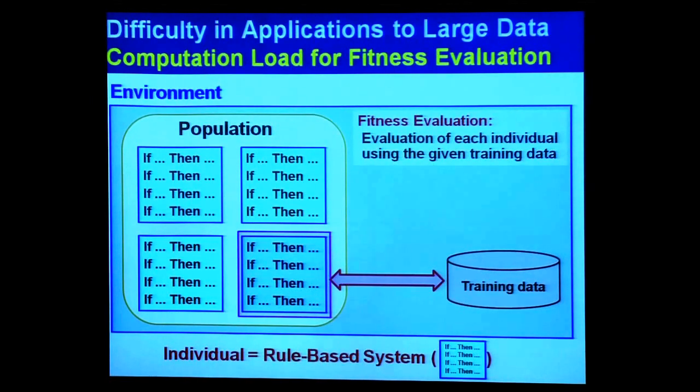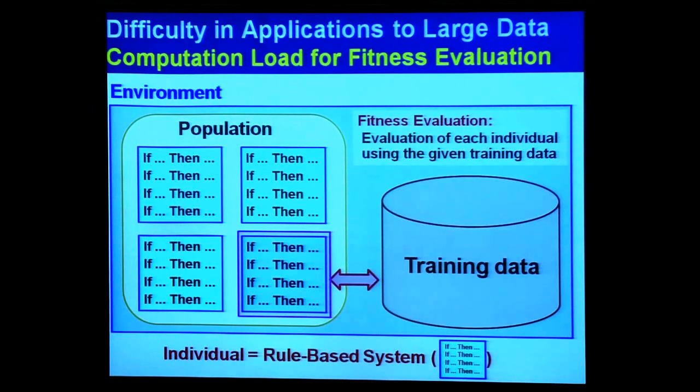The difficulty in evolutionary computation is computation load. Here we have training data and a population of rule-based systems. This slide, fitness evaluation, looks easy because the training data is not so large. However, in this slide, training data is larger than before, so the fitness evaluation needs a lot of time. So the computation load is a problem.